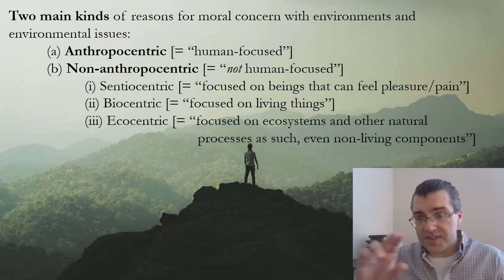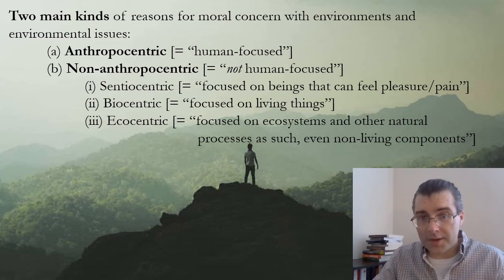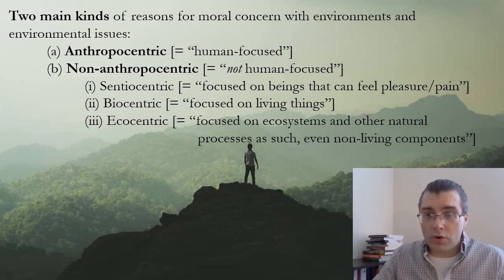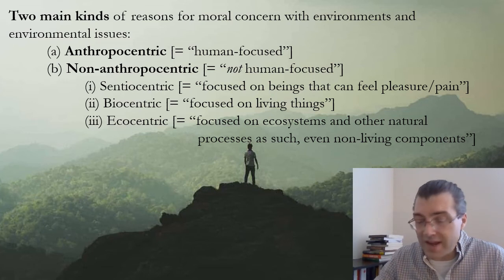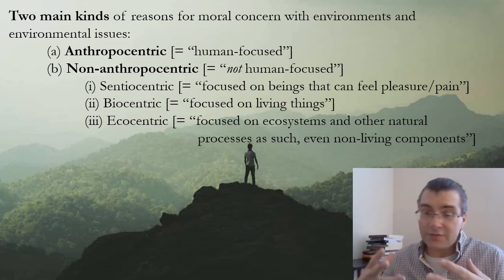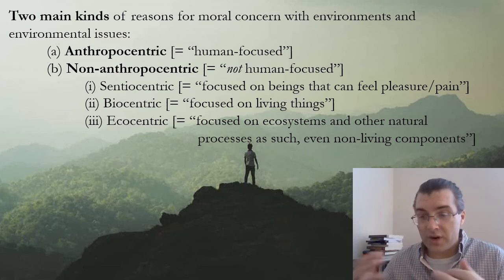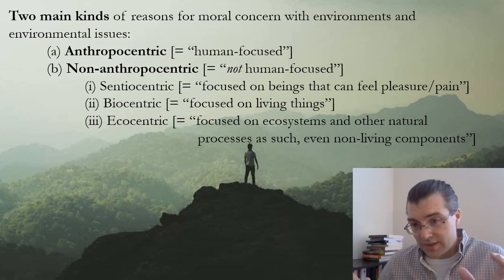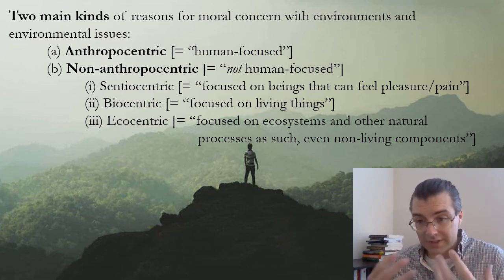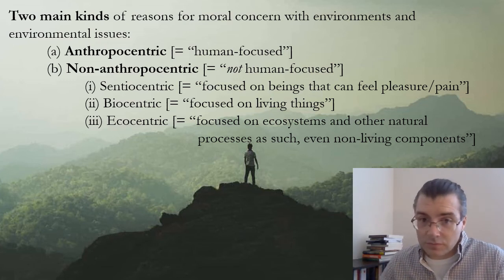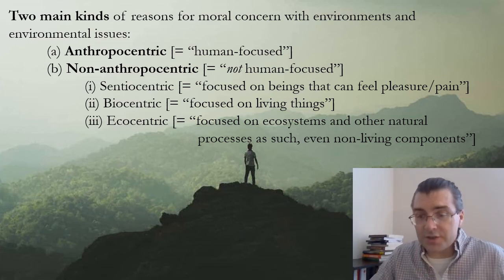The next set of views under the non-anthropocentric category are biocentric views. And these say that the basis of our moral concern for environments and environmental issues is a concern for living things. So this includes plants and microorganisms and anything that's alive, but maybe even life itself, something like life wherever one finds it. But it doesn't value non-living things, like, remember Leopold had said he valued even soil or water, so the land itself.